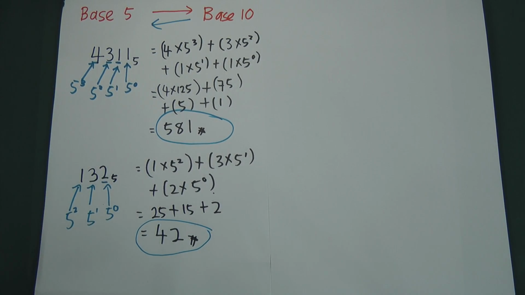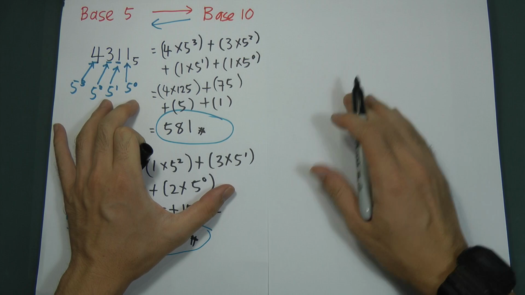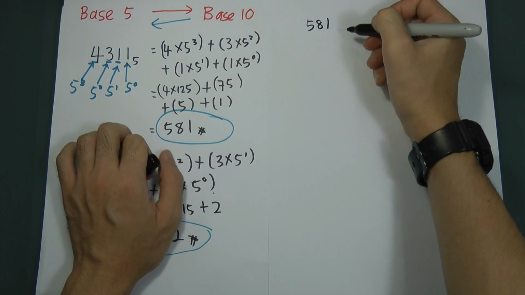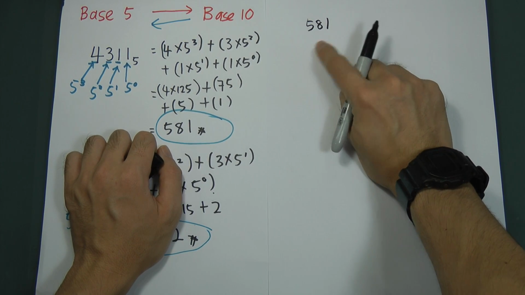Now we want to change to base 5, to see whether we can get the same number or not. Okay, so I write over here. Now I got 581 base 10. Now I want to change this number to base 5.